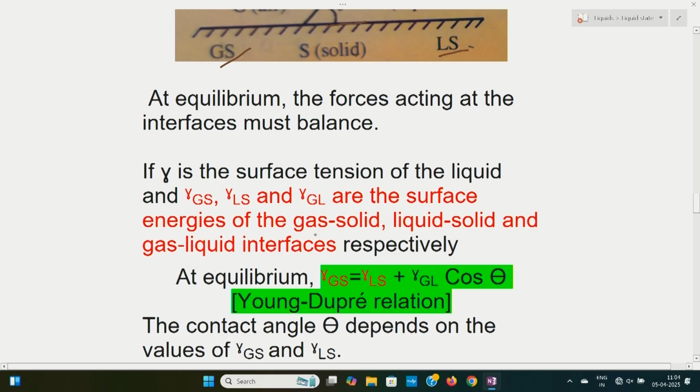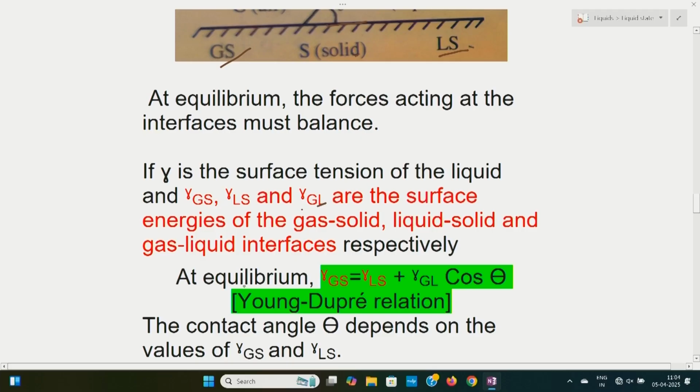The surface energy gamma Gs is the surface energy at the gas-solid interface, gamma Ls is the surface energy at the liquid-solid interface, and gamma Gl is the surface energy at the gas-liquid interface. At equilibrium, the surface energy at the gas-solid interface is equal to the surface energy of the liquid-solid interface plus the surface energy at the gas-liquid interface times cos theta.